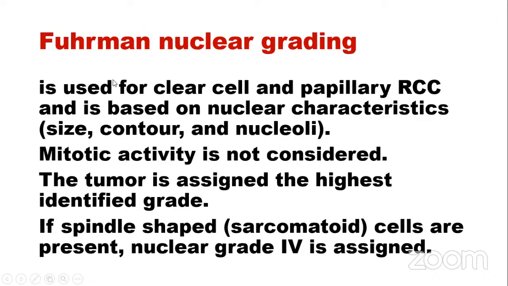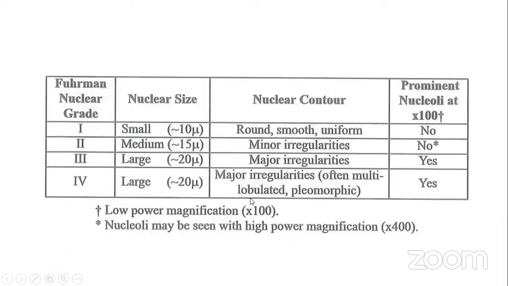Fuhrman nuclear grading is used for clear cell and papillary RCC, and it is based on nuclear characteristics: size, contour, and nucleoli. Mitotic activity is not considered. The tumor is assigned the highest identified grade. If spindle-shaped sarcomatoid cells are present, nuclear grade 4 is assigned. These are the Fuhrman nuclear grades 1, 2, 3, and 4.